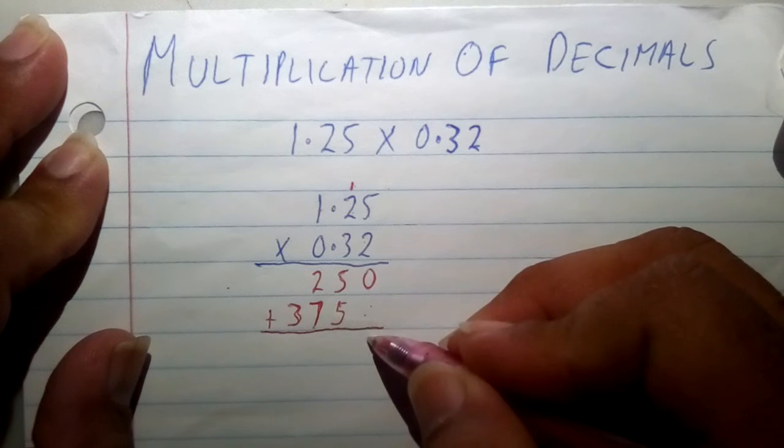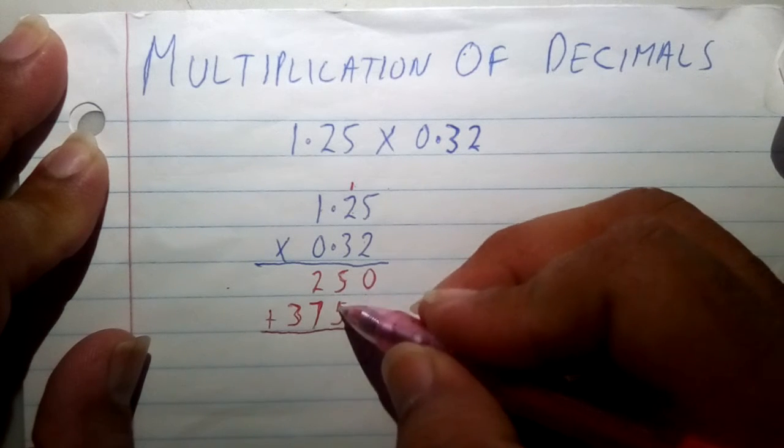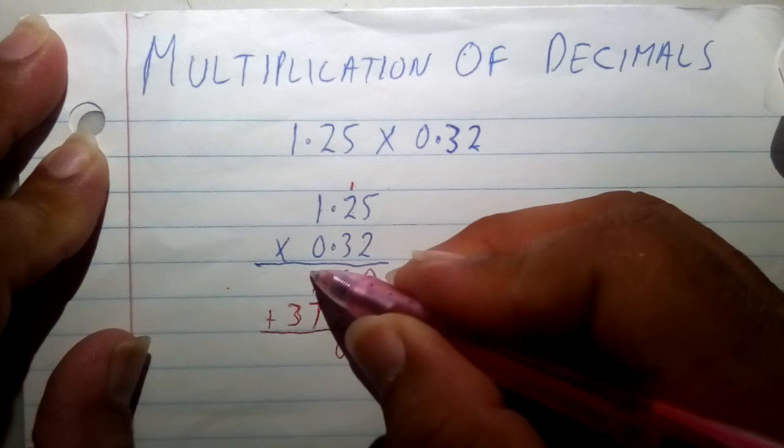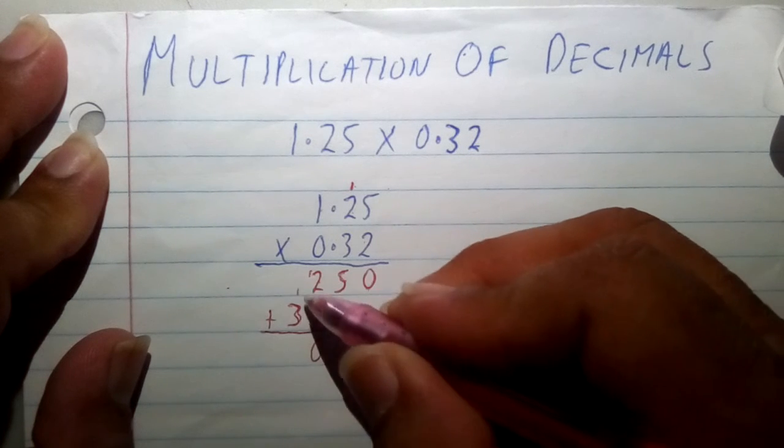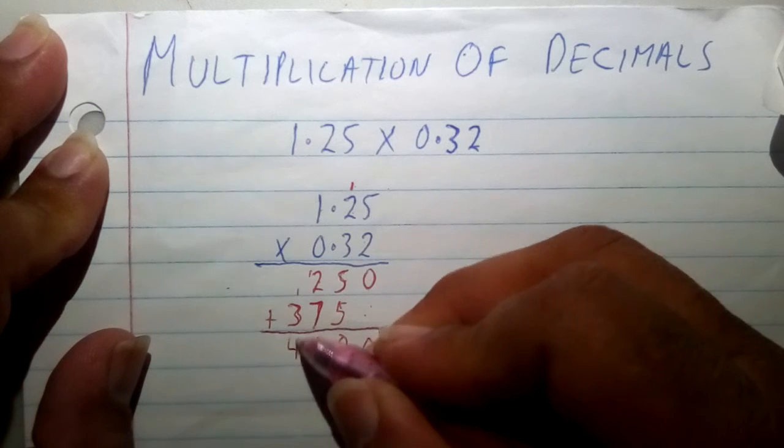0 and 0, and nothing there, that's 0. 5 plus 5 gives us 10. 0, carry the 1. 1 plus 2, 3, and 7, 10. 0, carry the 1. 1 plus 3, 4, you get your 4 there.